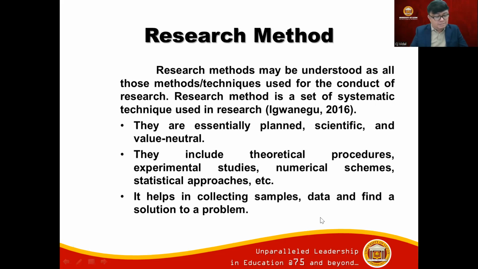Okay, so on that note, it is to be understood that the research method as a guide describes and analyzes methods. It throws more light on their limitations and resources, clarifies their presuppositions and consequences, relating their potentialities to the twilight zone at the frontiers of knowledge. Okay. So they are essentially planned, scientific, and value neutral. Take note, the research method should be essentially planned. It should be scientific, and of course, value neutral. So it will also include theoretical procedures, experimental studies, numerical schemes, statistical approaches, and the like. So methods for researchers help in collecting of samples, data, and of course, find a solution to a problem.